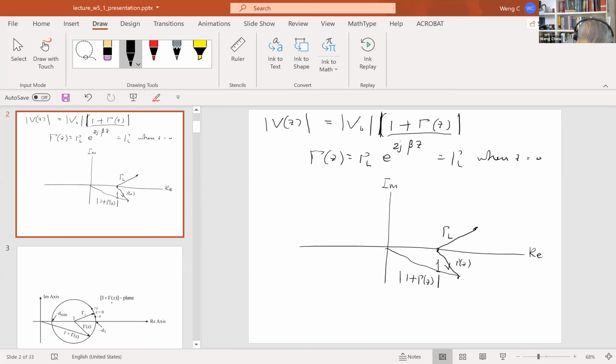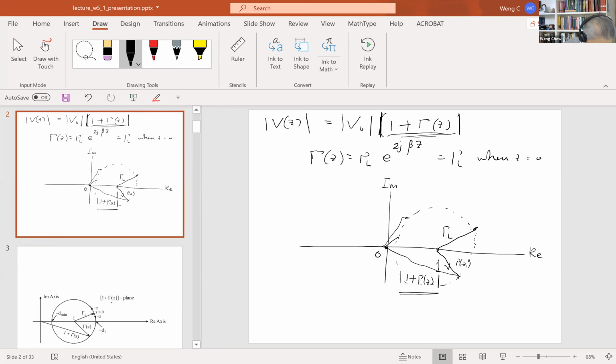So gamma z actually changes. If you were to go in the negative z direction, which is towards the generator, you will go in this direction and map out a circle. So this thing 1 plus gamma z is going to be the length from the origin to the arc of the circle, depending on where your gamma L is and where your gamma z is. You can see that this amplitude is actually a changing function of space.